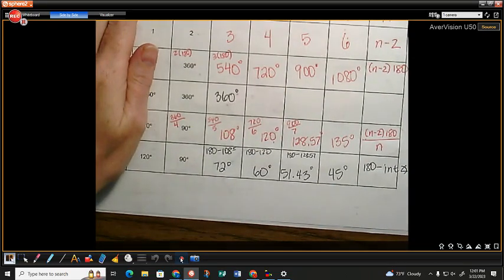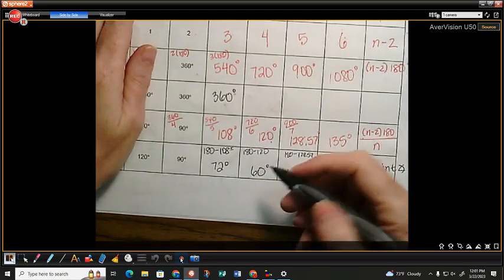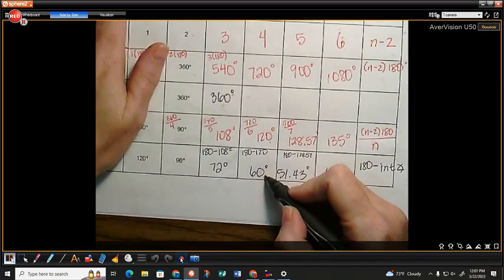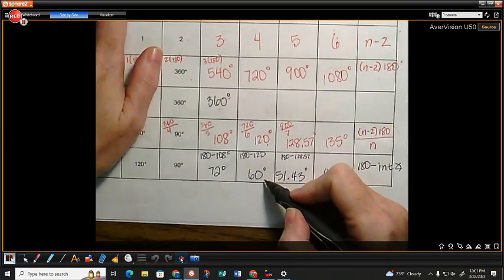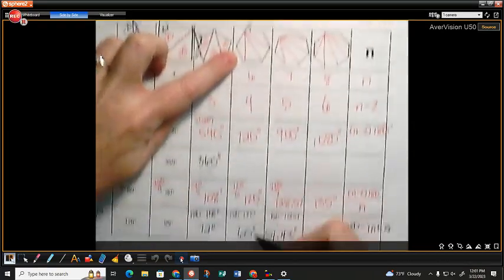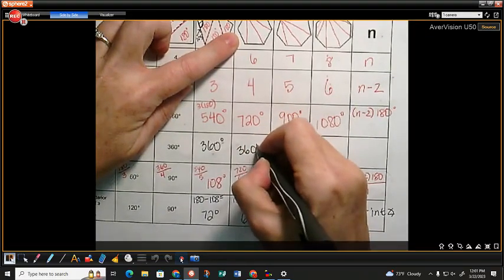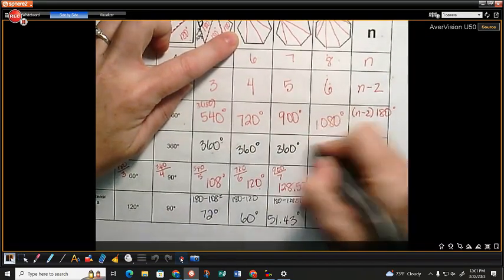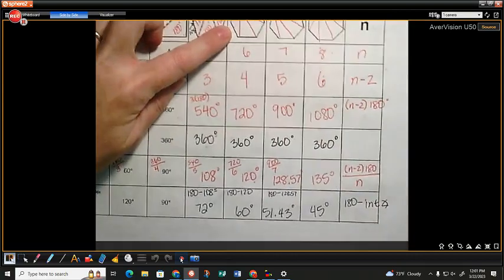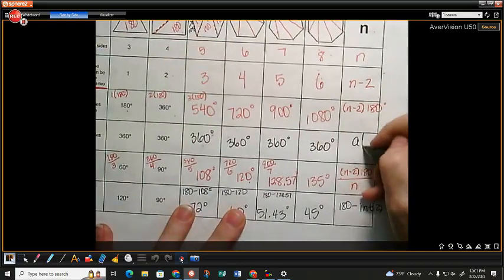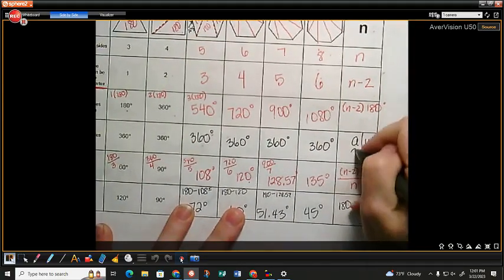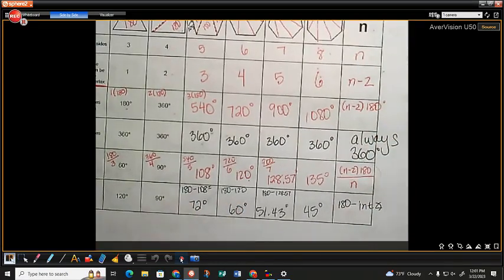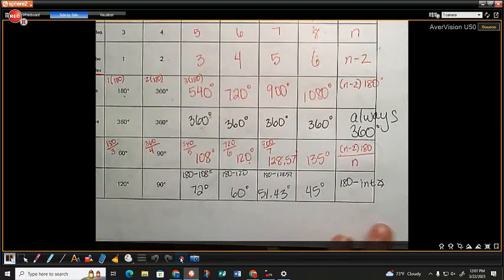Fill in the rest of that row. Well, let's see. 60 degrees for an exterior angle. There are 6 of them for a hexagon. That's 360. So the sum of the exterior angles is always 360. Okay?